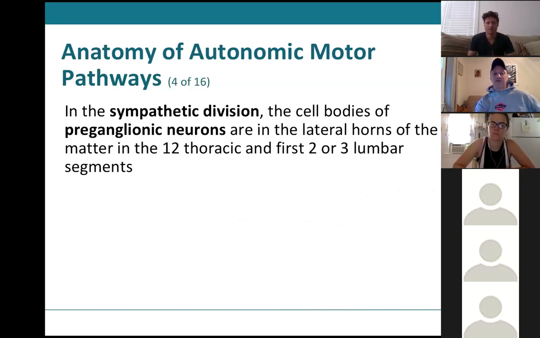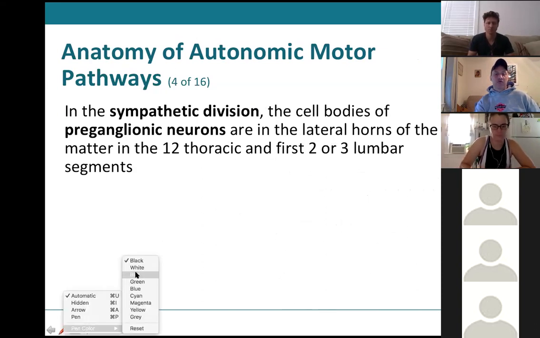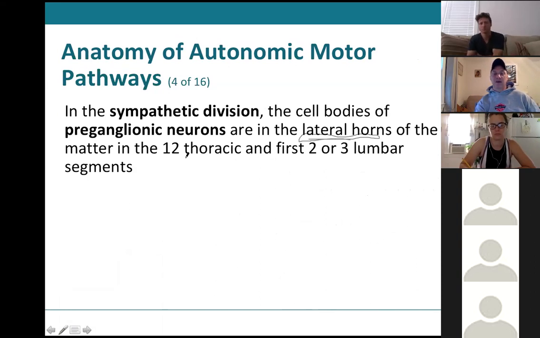So we're going to take a look first at the sympathetic, where the cell bodies of these neurons are located. They're inside the lateral horns, lateral gray horn. That's why I moved that arrow just a moment ago. The lateral gray horns are only found in a specific portion of your spinal column. They're found inside the thoracic portion of your spinal column and the first two or three lumbar segments.